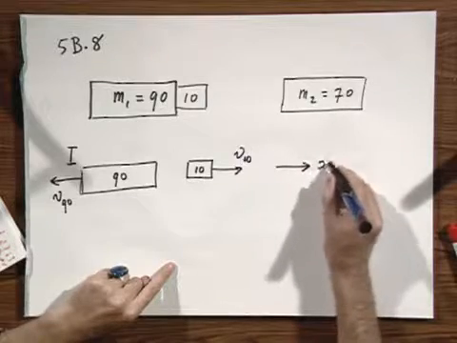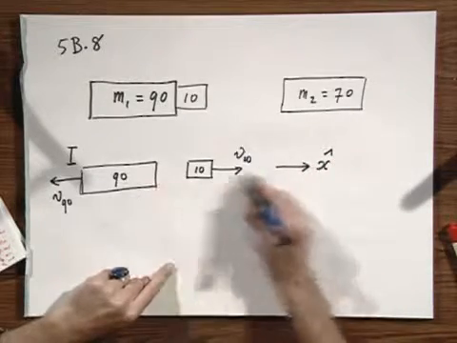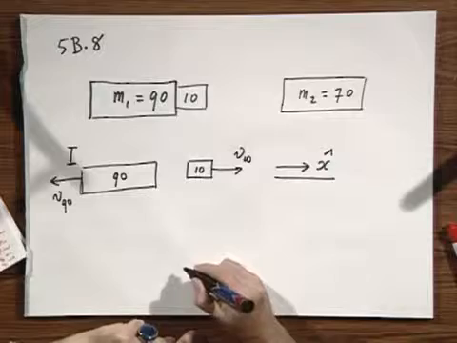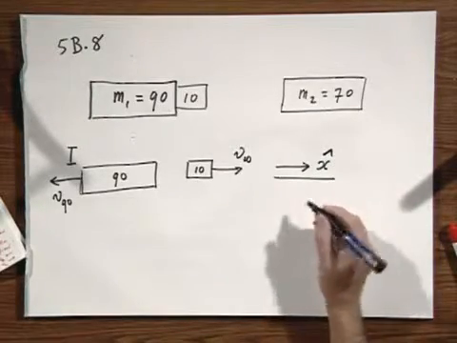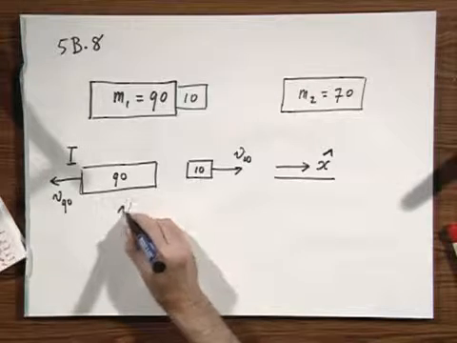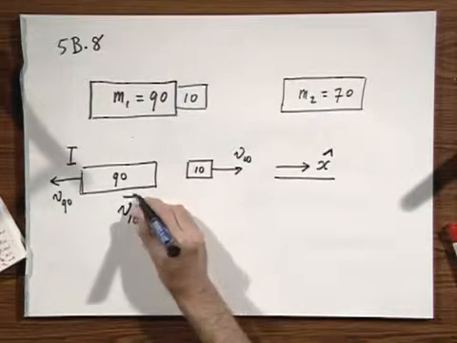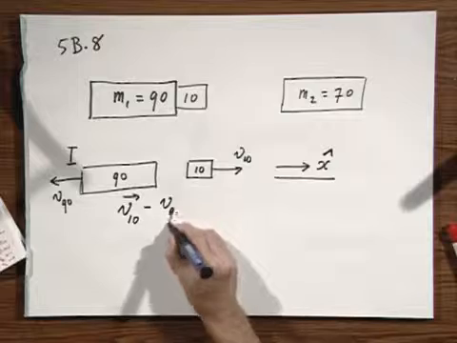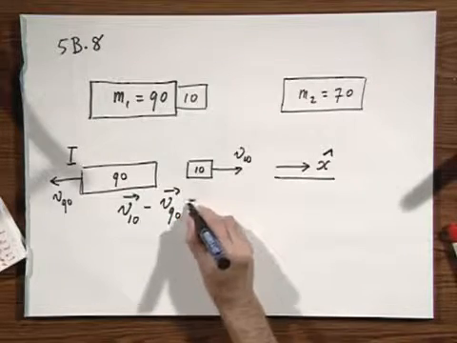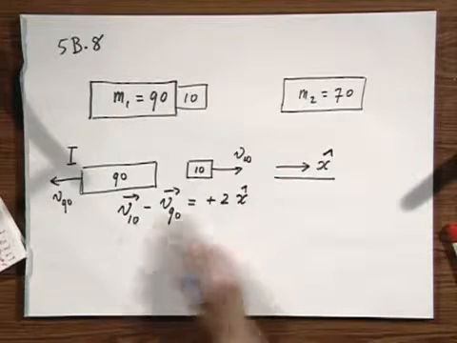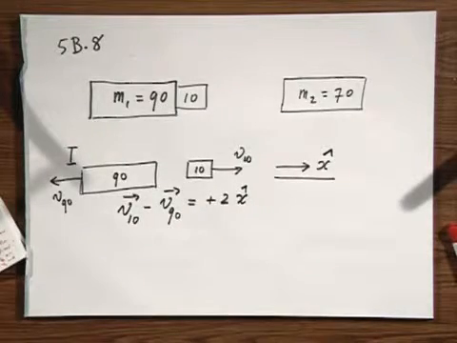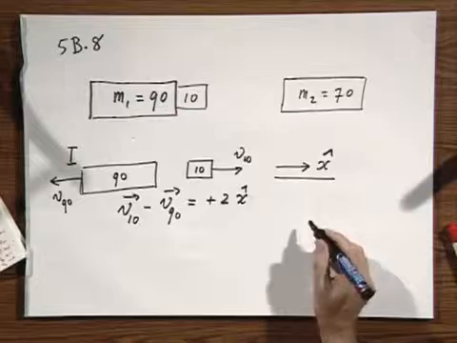I will introduce the unit vector in the x direction, and I call that x roof, and I know that Professor Guth is not doing that too often. What this means then is that V10 minus V90 equals plus 2x. That is the information that the relative velocity equals 2.